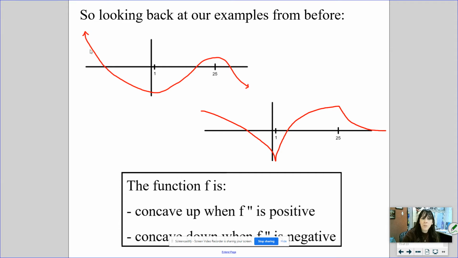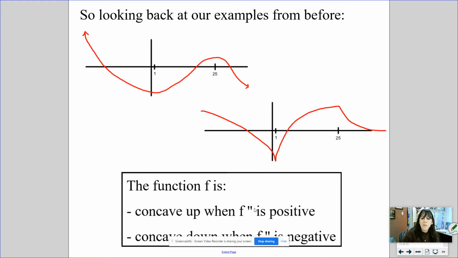So if you look right here on this first graph, from negative infinity to, I don't know, somewhere between 1 and 25, that looks like a bowl shape. So that looks like concave up, where this graph is definitely concave down. So the concavity, had we known that, would have helped us choose what our graph would look like.